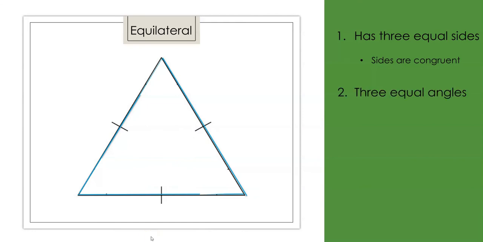Because the 3 sides are equal, so are the angles. In a triangle, we have 180 degrees. If we divide it by 3, it is equal to 60 degrees. So each of the angles is equal to 60 degrees.